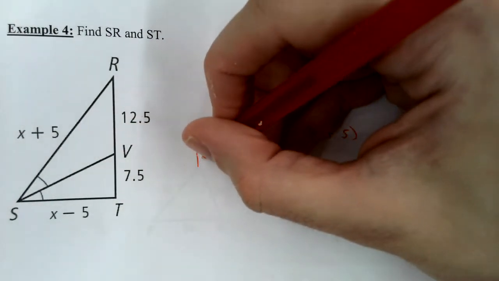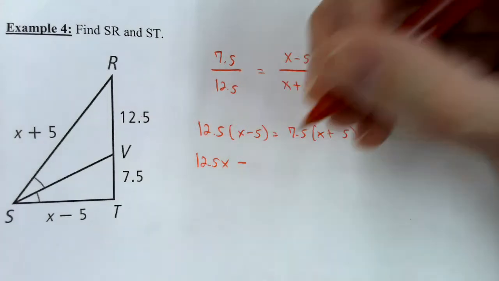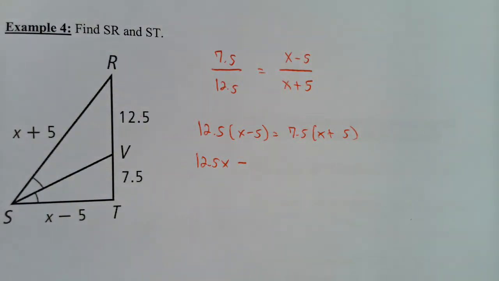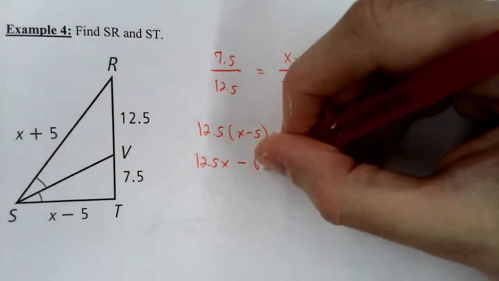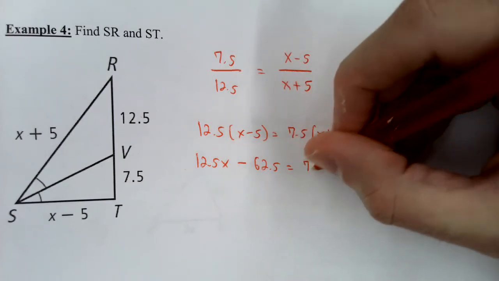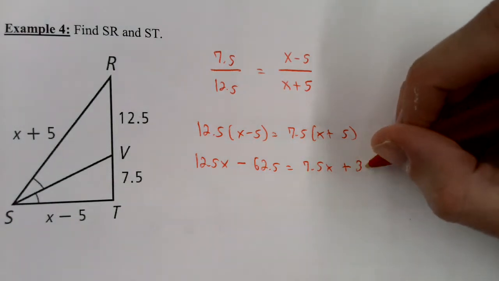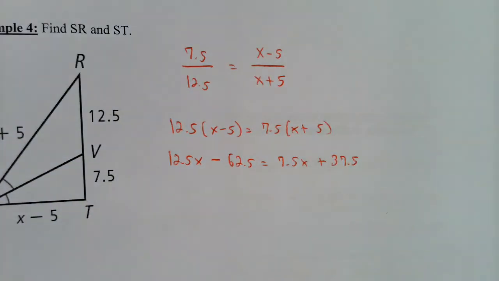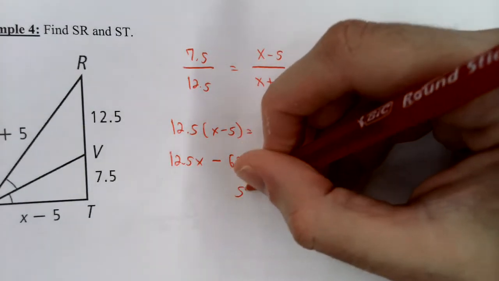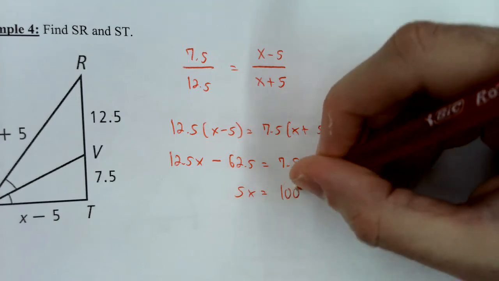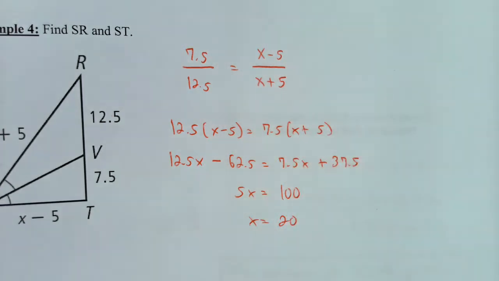Distribute. 12.5x minus 62.5 equals 7.5x plus 37.5. Let's get all the x's on one side. So 5x is going to equal 100, and x is going to equal 20. Great.